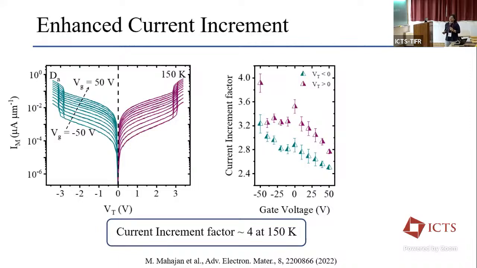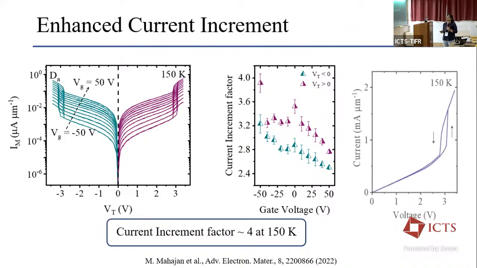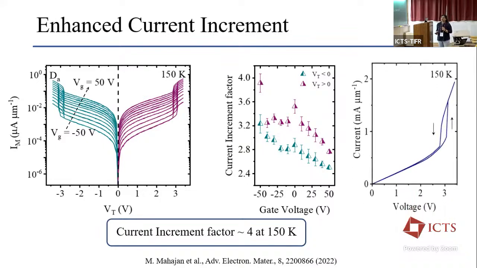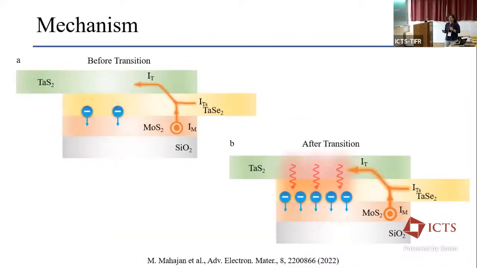To further increase this, we again performed low temperature measurements, where we try to invoke the low temperature C to T transition of TaS2 through the external electric field, and we could achieve a current increment factor of around 4 at 150 Kelvin. This current increment factor cannot be solely achieved by the TaSe2 phase transition, because at 150 Kelvin it was limited to 1.7. So there's another mechanism happening that could probably explain why we see such a high current increment factor. To understand that, let's see a simplistic schematic of the mechanism of thermionic injection.